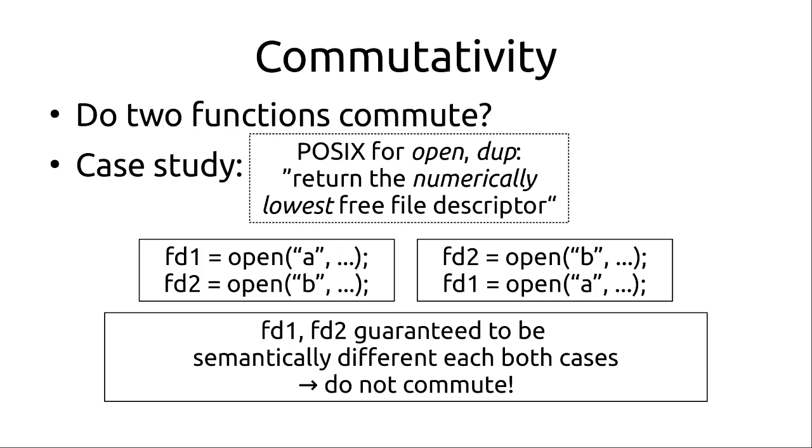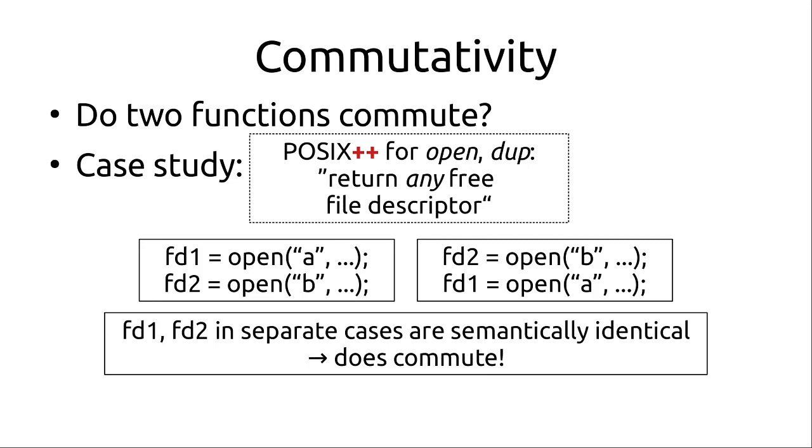From a behavioral perspective, we know that file descriptor 1 on the left will be numerically lower, guaranteed, than file descriptor 2. On the right, the opposite, right? File descriptor 2 will be numerically lower. So these do not compose because the outputs are specified in a way where the semantics of those two calls will be different. The open of A will be different on the left as opposed to the right. So they do not commute because of this. We'll see later that this has huge implementation implications for parallel systems.